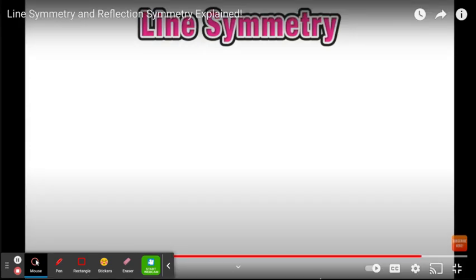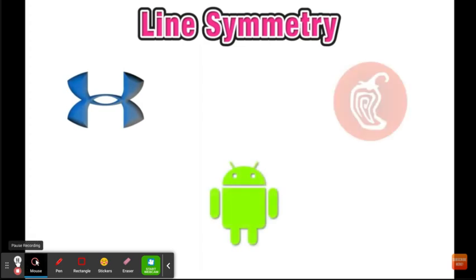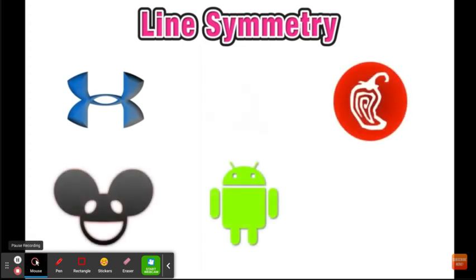So we're going to leave you guys with some images of some popular logos, and you can go ahead and check to see whether or not these images have vertical or horizontal line symmetry or no symmetry at all.